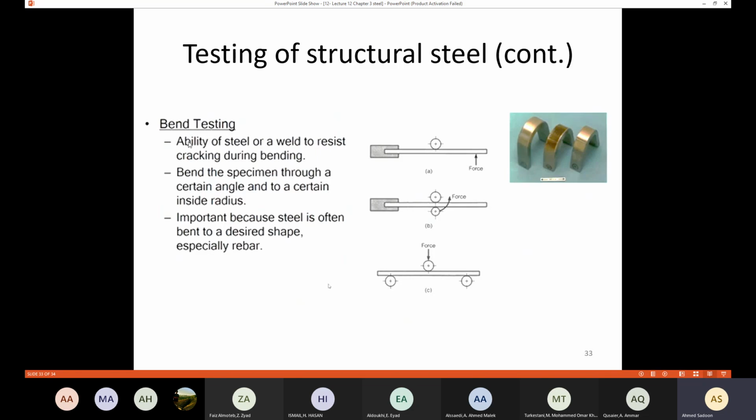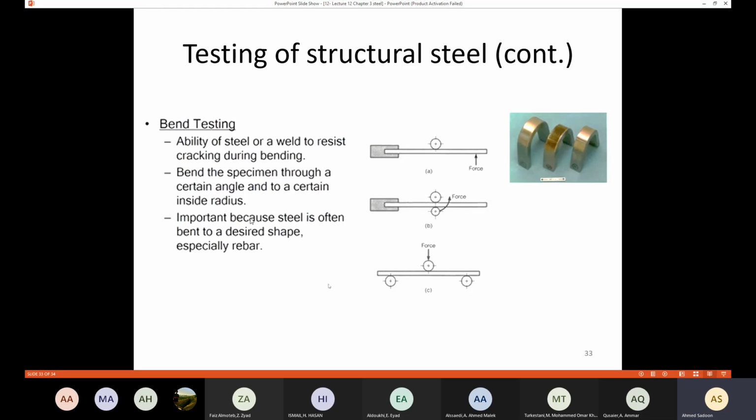Finally, we have the bend testing. The bend testing is important because usually we are going to bend the steel. So we also need to know the ability of the steel to resist cracking during bending. The bend test measures the ability of the steel or a weld to resist cracking during bending. We are going to bend the specimen through a certain angle and to a certain inside radius. So here we are going to put those rollers here. We are going to apply a force so that we know how much we can bend the steel.